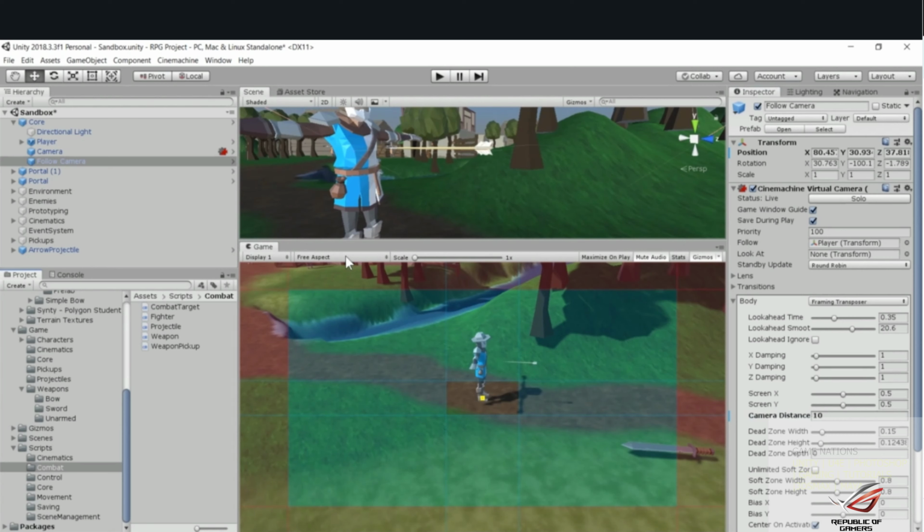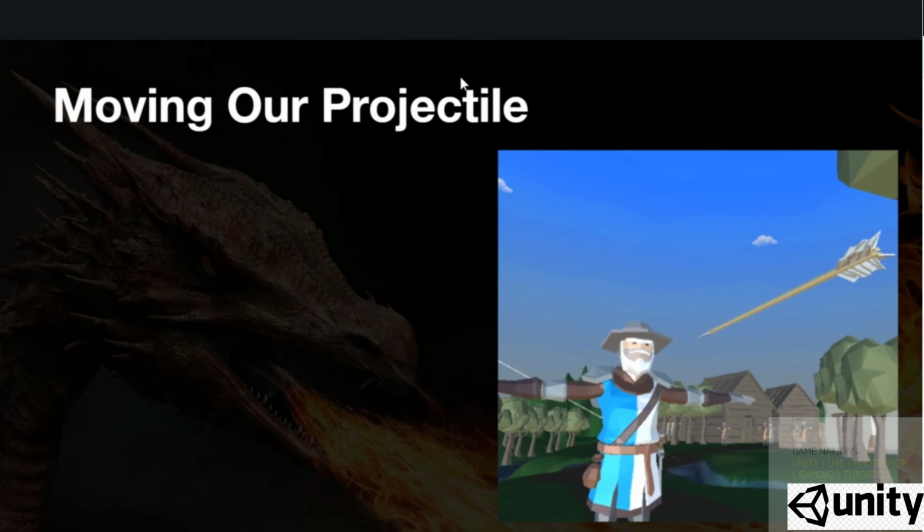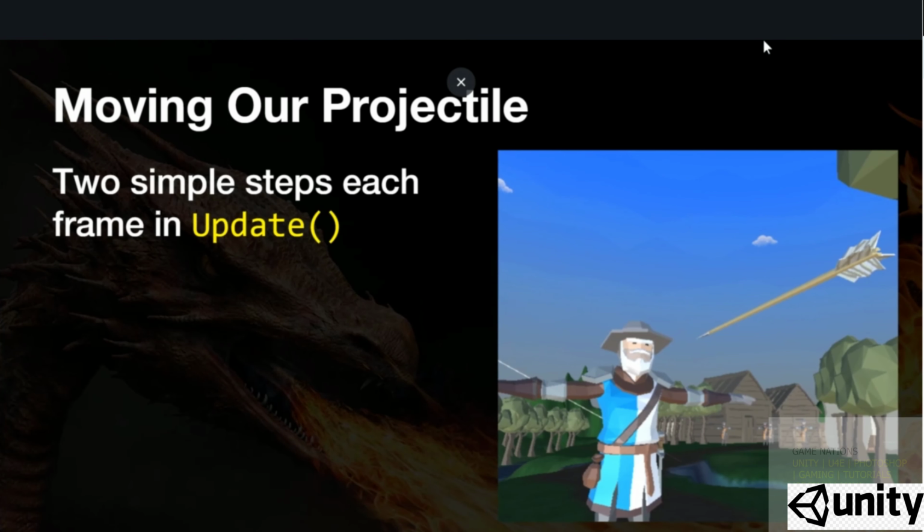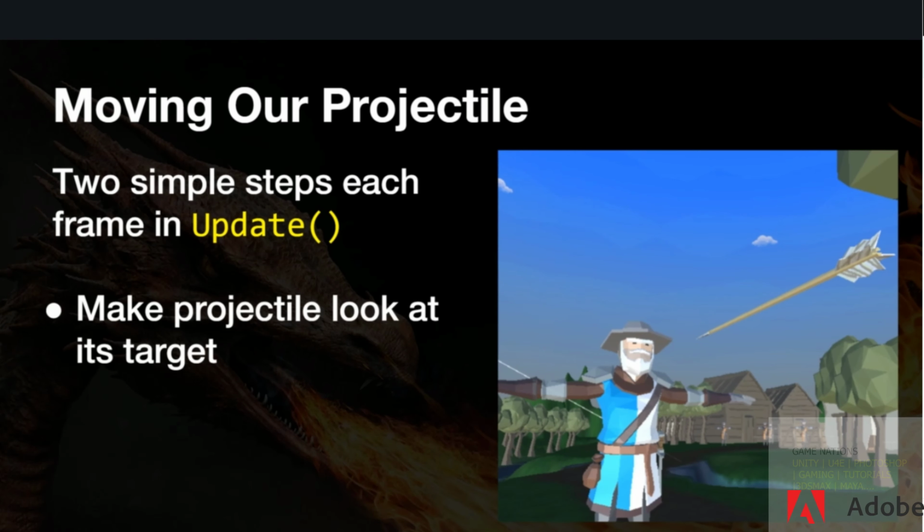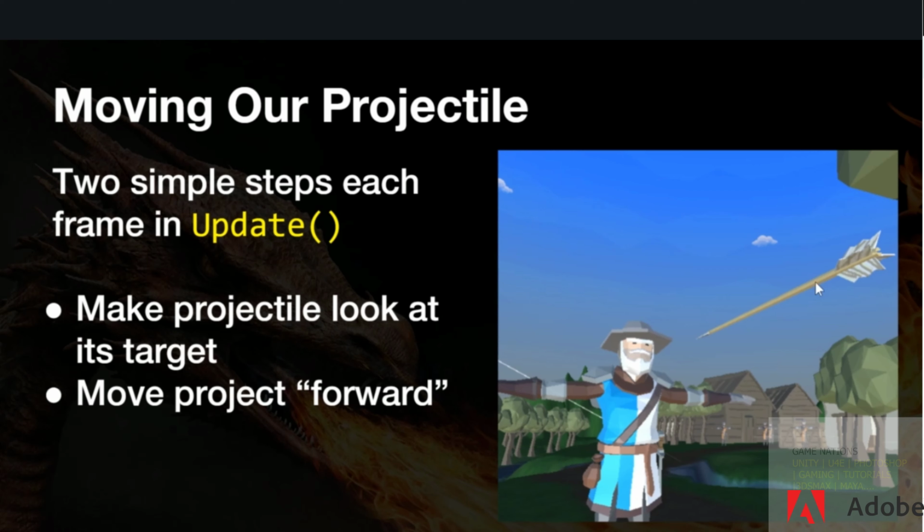We don't have to squint at our screens to see that there is an arrow there after all. Okay, so how are we going to go about making our arrow move? Well, you might know the answer already, but I'll just recap. First of all, we have two simple steps that we need to do on each frame in update. The first step is to make the projectile look at the target, so it's heading in the correct direction, and then we move it in the forward direction. So if its forward is this way, because it's pointing at the target, in this case the player, it's going to move in that particular direction each frame.